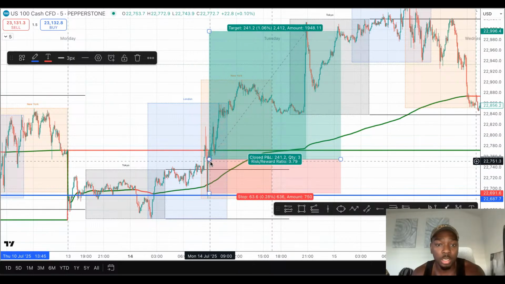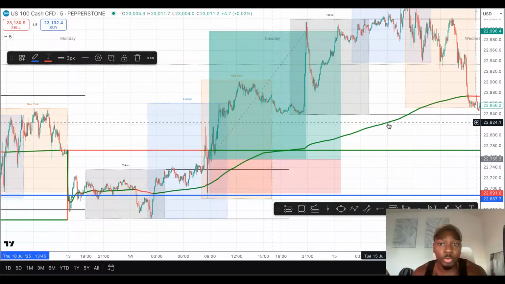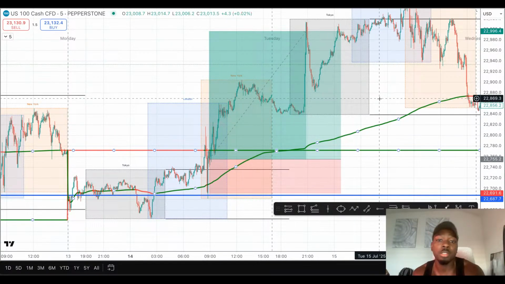Once it rejected, you entered off of the next candle, put your stop loss below the close of that last candle, go for a 3-to-1. You're in and out of the markets. No problem, no sweat. Great job for the day, right?